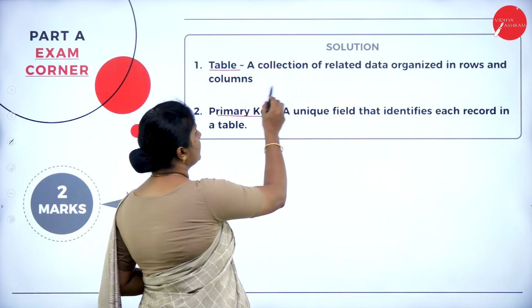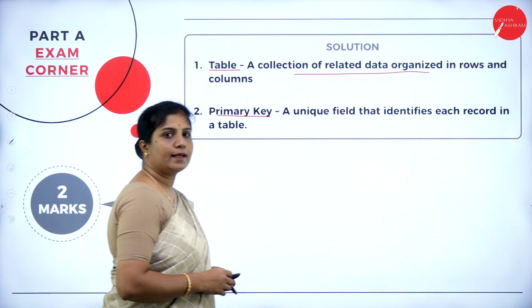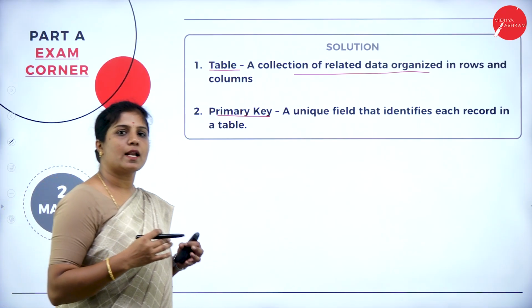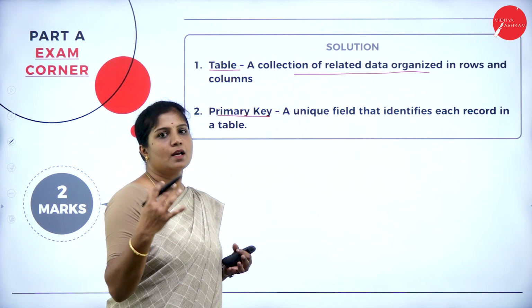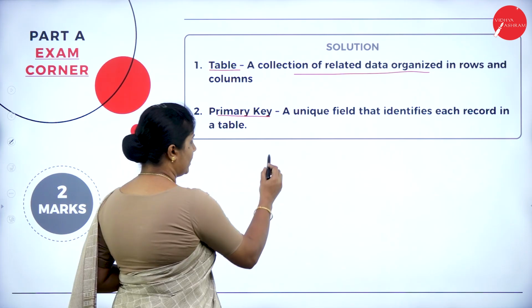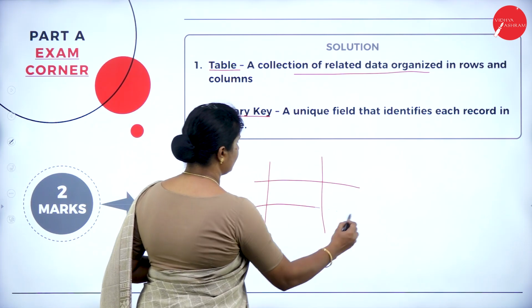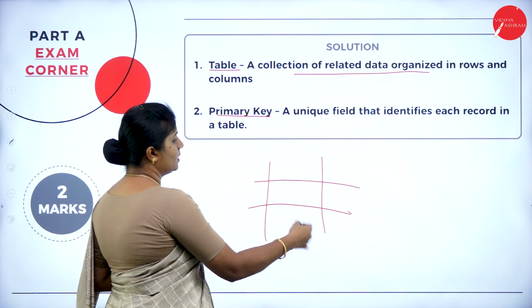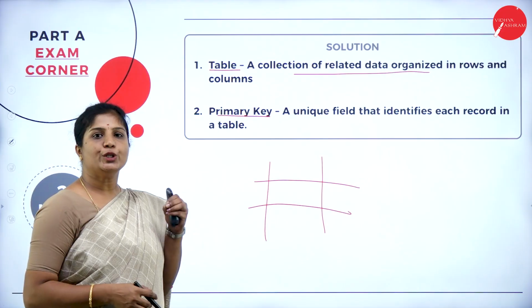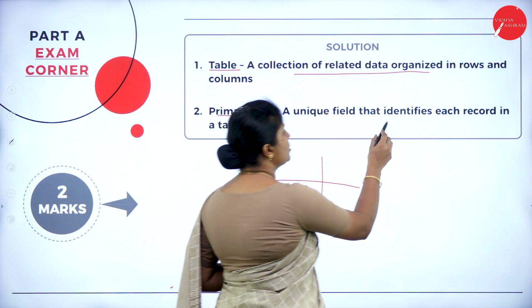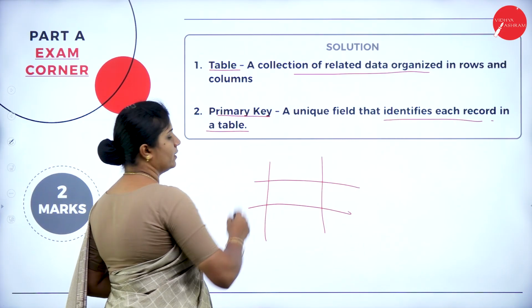Okay, a table is nothing but a collection of related data which is organized in the form of rows and columns. A table contains rows and columns like this, right? So rows and columns, that's nothing but a table. Next, primary key. That is a unique field that is going to identify each record in a table.